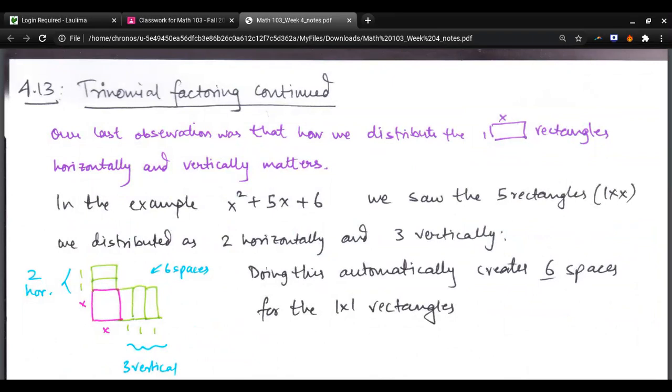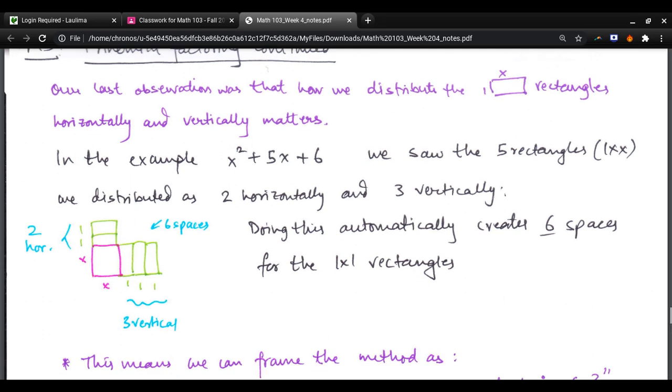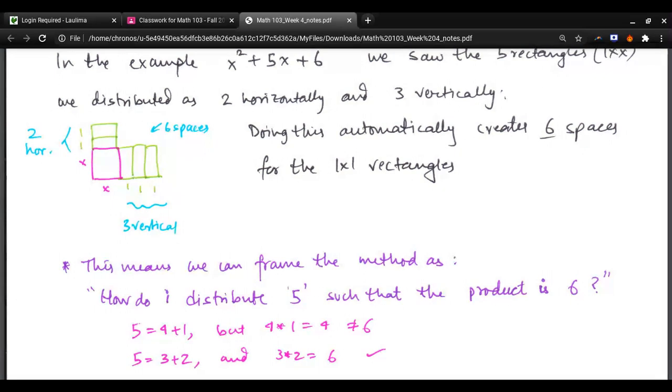So the last observation is that how we distribute the green rectangles horizontally and vertically matters. In the example of x squared plus 5x plus 6, we noticed that what worked was that we placed 3 vertical and 2 horizontal, and that created 6 spaces. So essentially what I'm doing is trying to find how to distribute 5 such that the product of the distribution is 6.